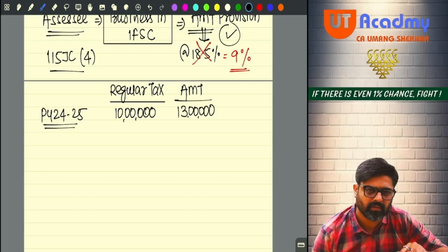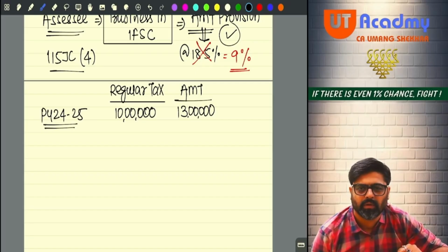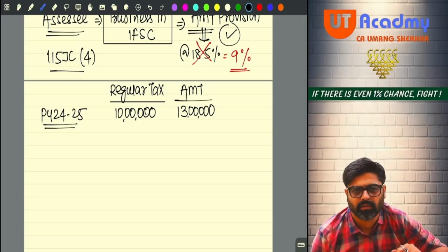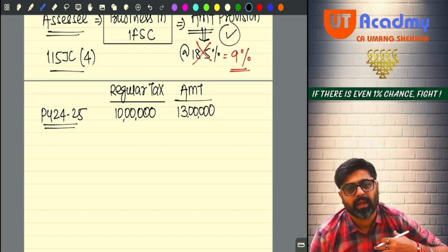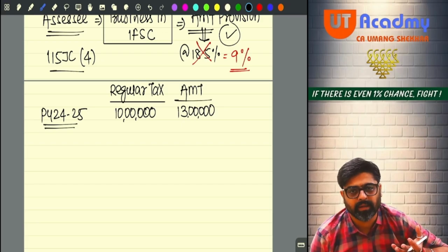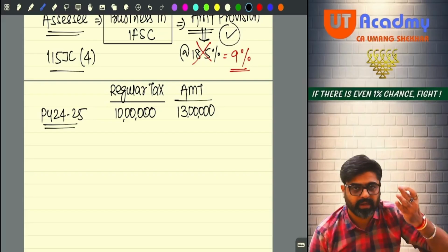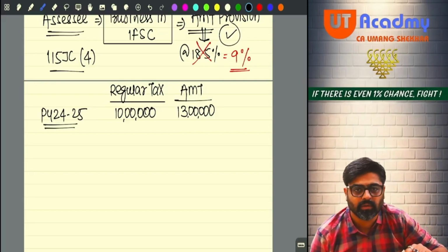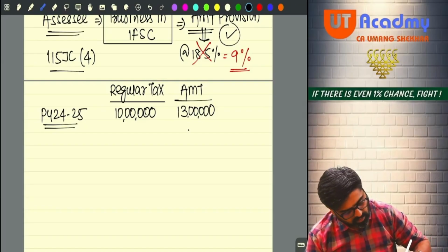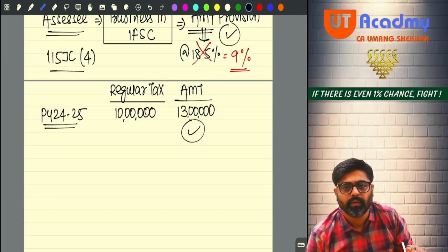Example, it can be any amount. Now the regular tax is 10 lakh for this year, and the AMT for this year is 13 lakhs. Tell me, am I liable to pay AMT this year? The answer is yes, I am liable to pay AMT because my AMT is higher than the regular tax. AMT is higher, no? So this year I am supposed to pay what? Alternate minimum tax.